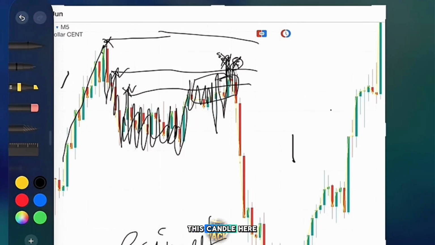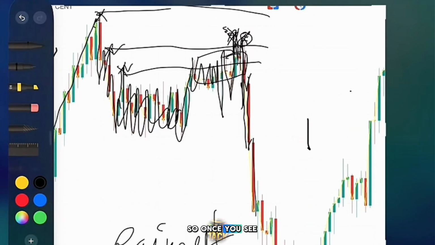So once you see this candle here, this candle is a huge candle, right? It came up here, right? Came up here, went down. Came up here, went down, right? So once you see this move, okay, you can enter for a sell.